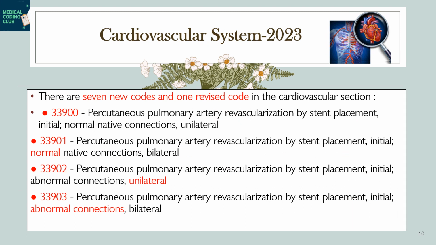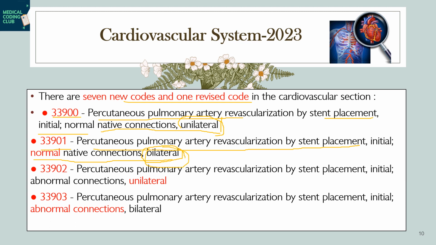Next will be the cardiovascular system, and we'll see what the changes are under this section. There are 7 new codes and 1 revised code. 33900 says percutaneous pulmonary artery revascularization by stent placement, initial, normal native connection, which is unilateral. 33901 says the same, normal native connection, which is bilateral. So 33900 will be unilateral, 33901 will be bilateral.